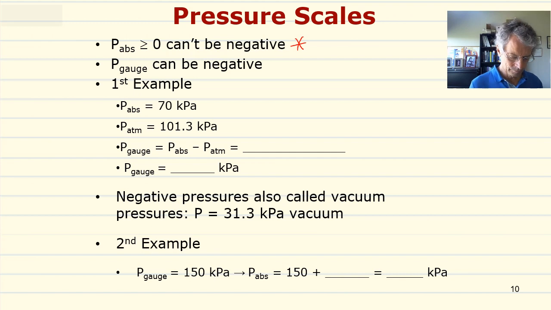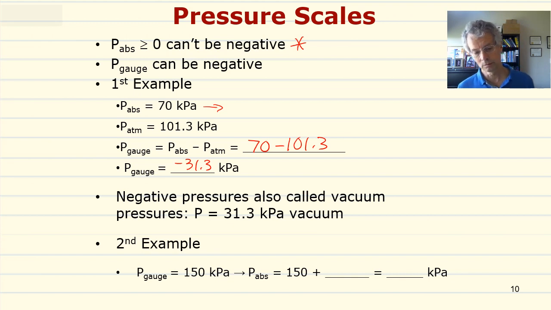Let's say we have an absolute pressure of 70 kilopascals, and let's assume the atmospheric pressure is 101.3. Then the gauge pressure is the absolute minus the atmospheric, so it's minus 31.3 kilopascals. Negative pressures are sometimes referred to as vacuum pressure. So if somebody tells you there's a 31.3 kilopascal vacuum pressure, that's just another way of saying it's minus 31.3.